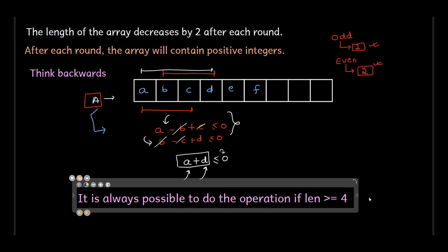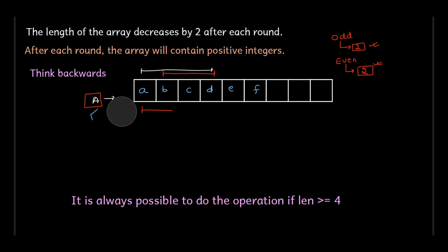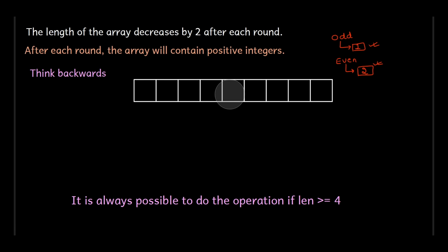So no fancy tricks required over here. Previously it looked like the strategy would matter, but now we are seeing that the strategy actually does not matter. As long as the array has 4 elements A, B, C and D, you can always do these operations.